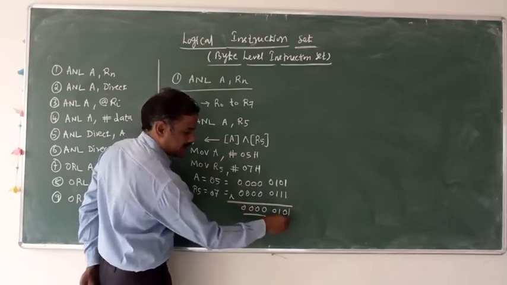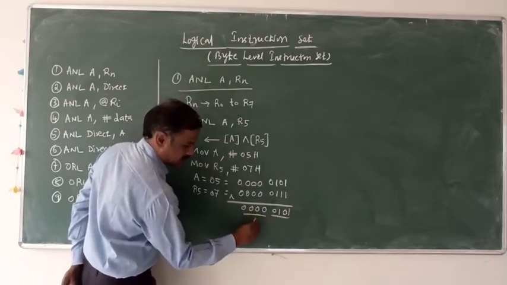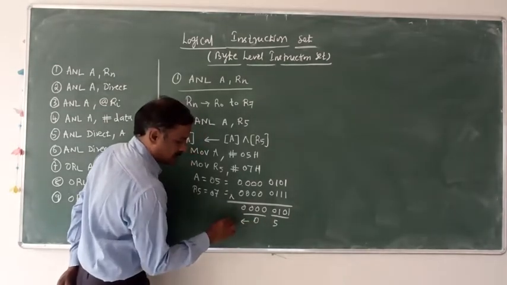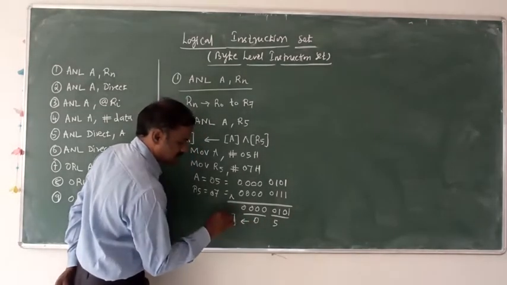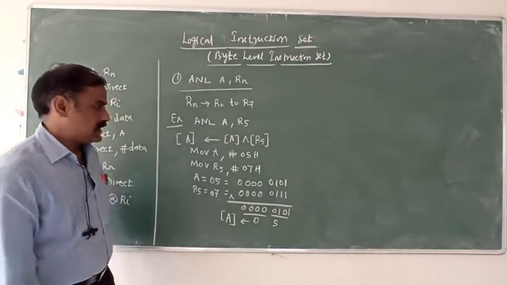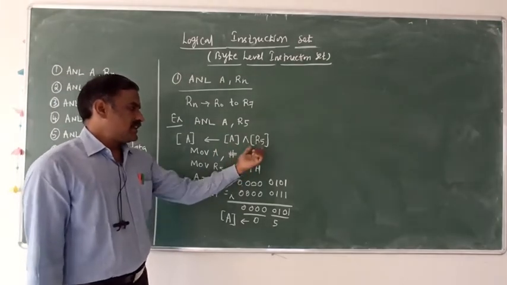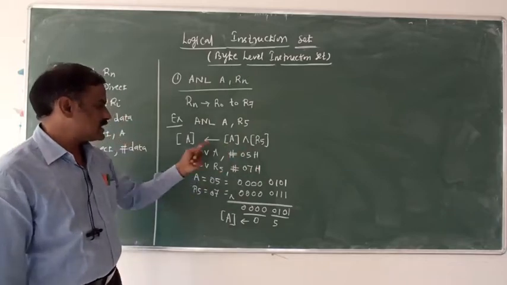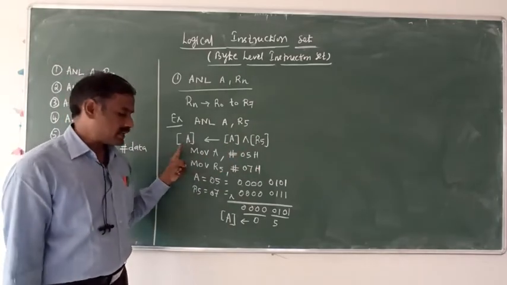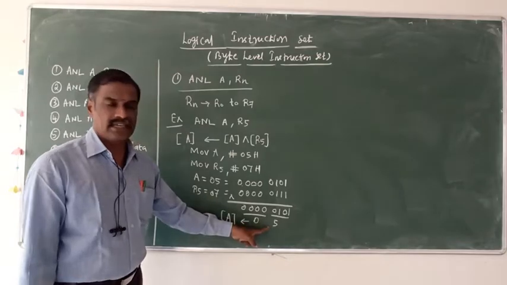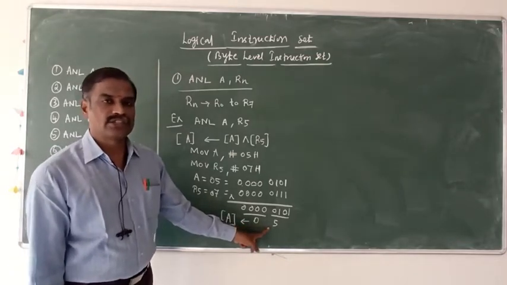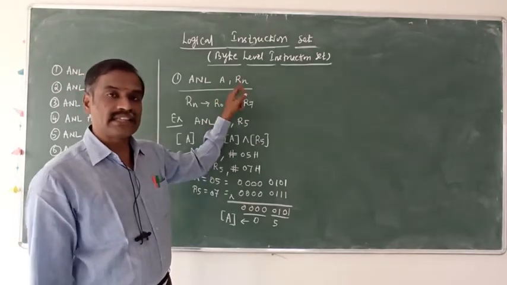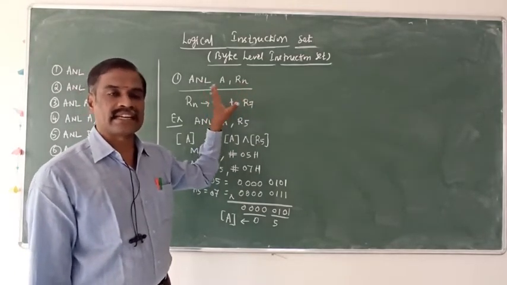Now the accumulator result: this is for 0 and this is for 5. This result always moves to the A register itself. A register data 05 and R5 register data 07. Now logically AND these two and the result always moves to the accumulator. Now the accumulator result is 05 after the logical AND operation. This is for logical AND of the accumulator with the given register content.